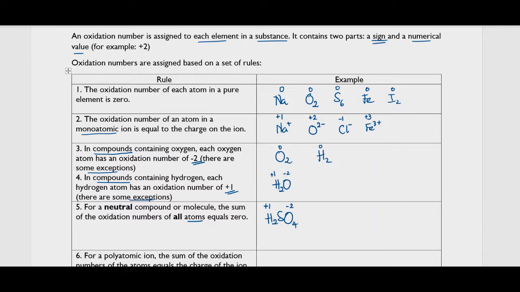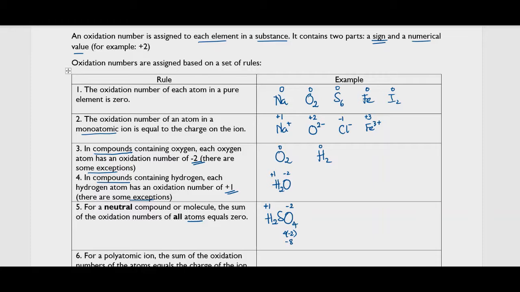The one thing to keep in mind is that the number that you write on top here is the oxidation number of 1 atom for the element. So if each oxygen atom has an oxidation number of negative 2, then 4 oxygen atoms will be 4 times negative 2, which is negative 8.